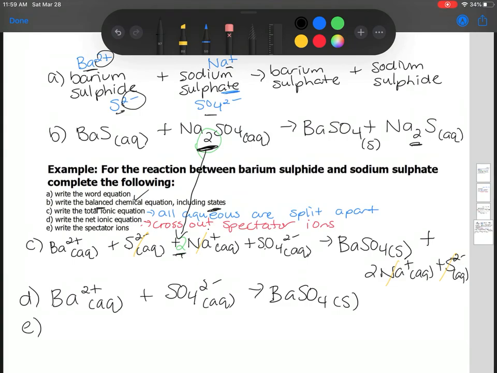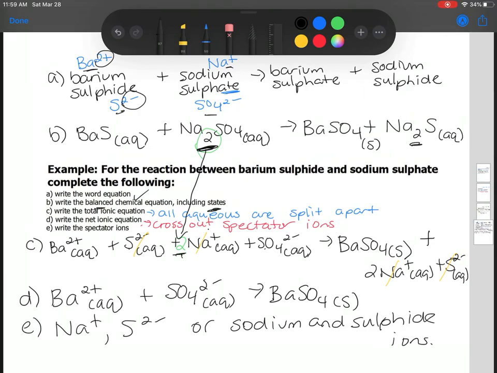So then the net ionic equation, we have barium ions, aqueous, plus sulfate ions, aqueous, make barium sulfate, which is a solid. And then if you have to write out the spectator ions, you can use their formula or you can use their words. It doesn't matter. Okay, so this is really just an extension of what we did with predicting double displacement. So if you're not sure how to figure out the solid, then I would just go back and check out either of those.